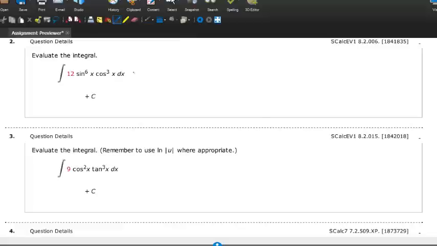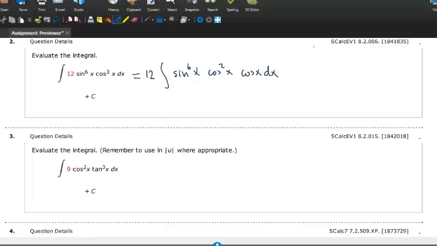Alright, let me say a few words about the following two problems from level sign, number 2 and number 3. Here we have sine to the power 6 times cosine cube, so cosine has an odd power. That means I will separate one power of cosine and then do u substitution. So this integral is nothing but, we can take 12 outside, integral of sine to the power 6x times cosine square x times cosine x dx.